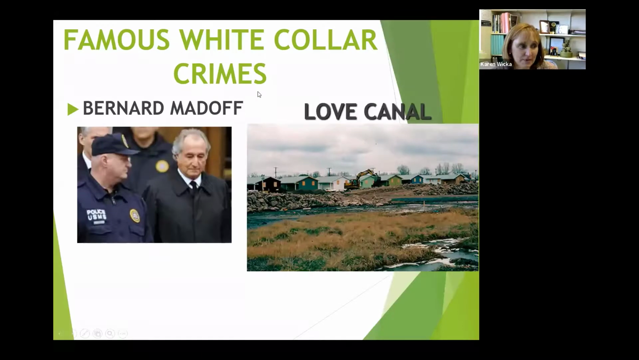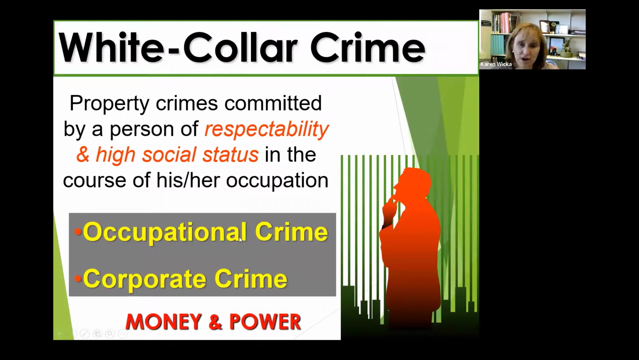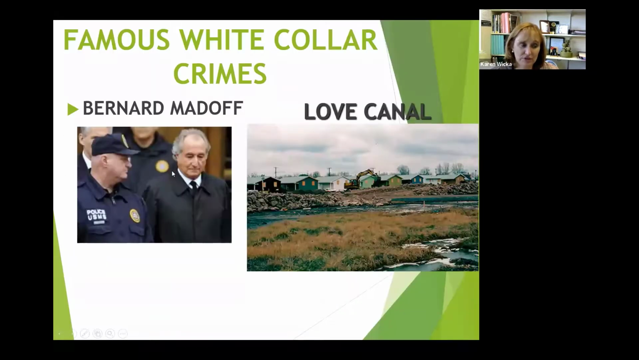Some examples: Bernie Madoff was a financial advisor and he was lying to people and got them to give him lots of money, and he was just stealing their money and not investing it. That would be the first example, an occupational crime, because he was using his occupation to commit a crime. Love Canal was the corporation committing a crime.